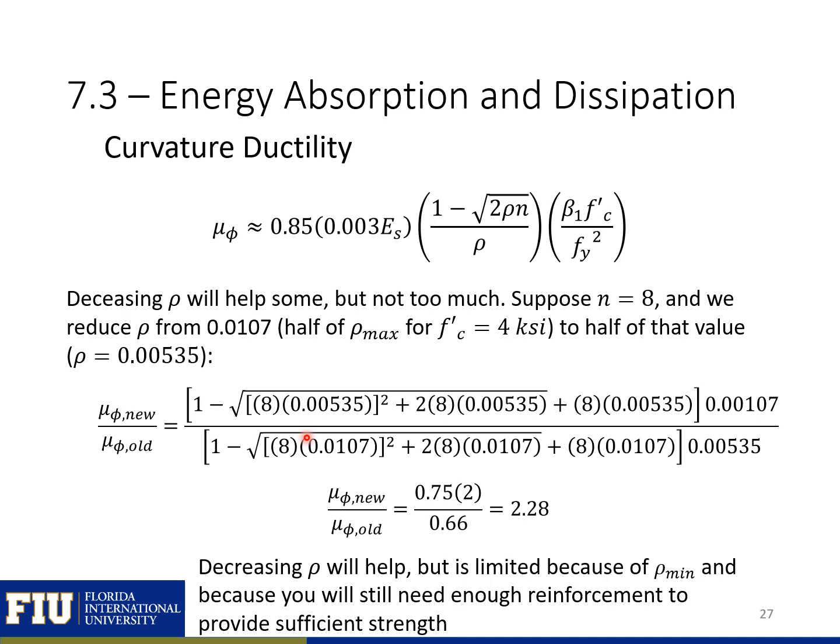So we get a pretty good gain, but remember that we're going to have a minimum reinforcement ratio that's allowed via ACI, and we'll also need a certain amount of steel to be able to provide enough strength in our section. So these two limiting factors will limit the benefit that we can get from decreasing our reinforcement ratio.